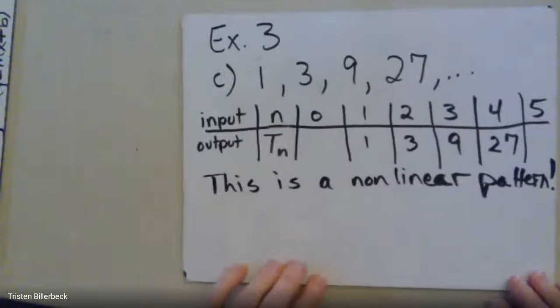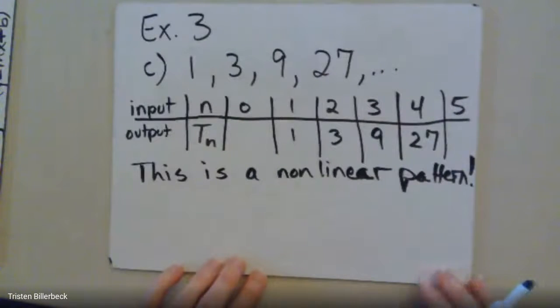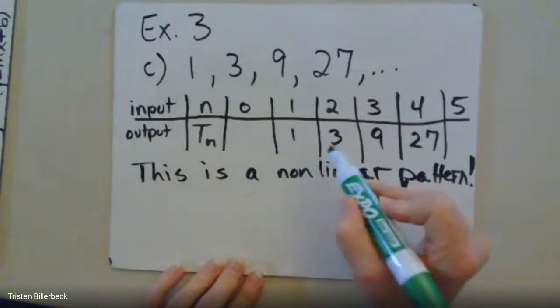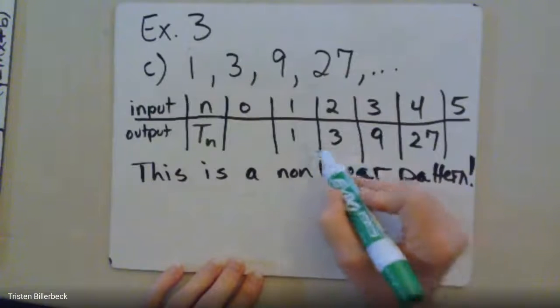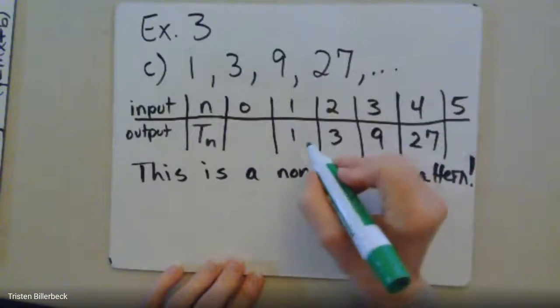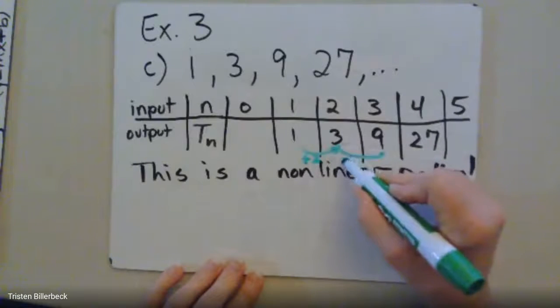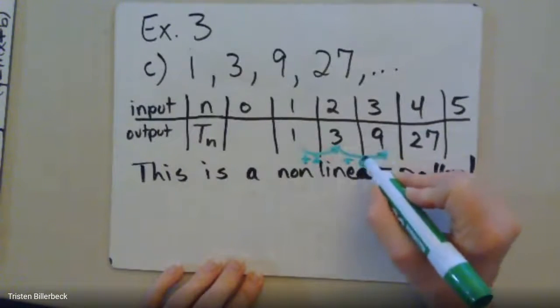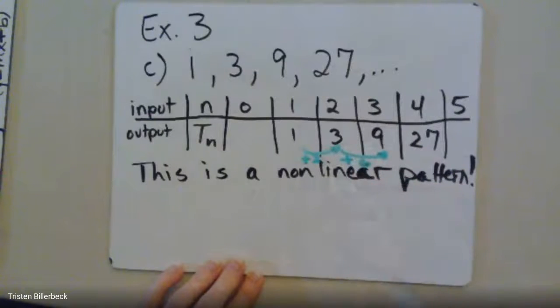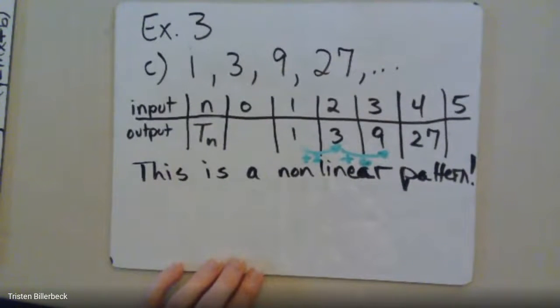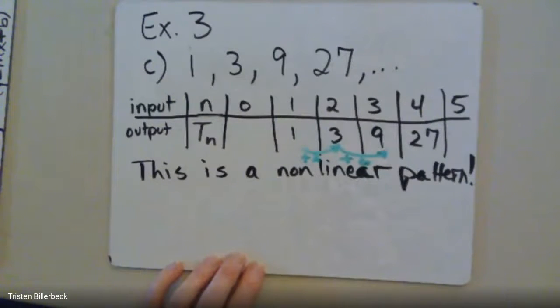Okay, example 3. So this one is not a linear pattern. When we look at this, it changes by 2. So let's see, we have a plus 2, and then it's plus 6. So we can tell from the first 2 that this is not linear. So we can't use that formula that we were using, Tn equals m times n plus b. So we have to figure out something else.